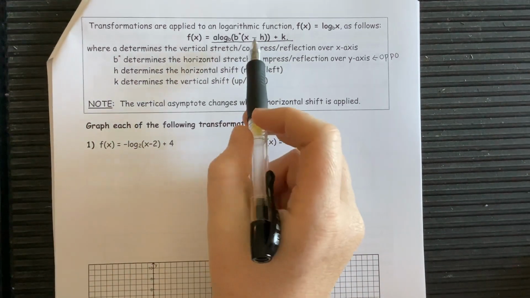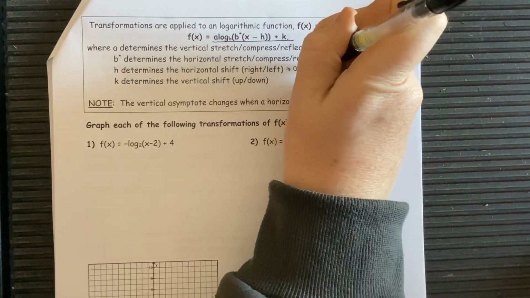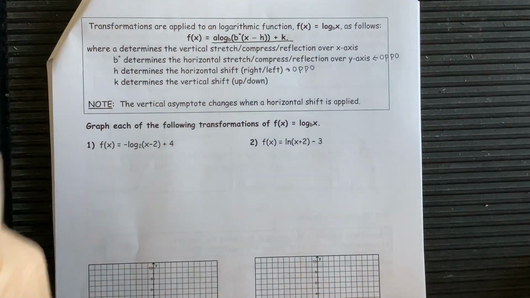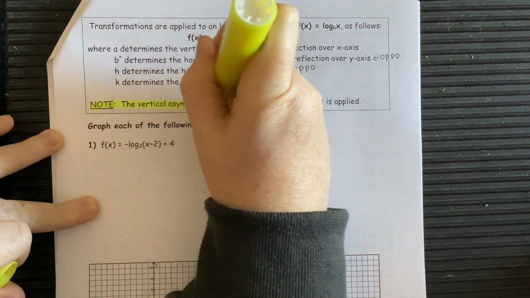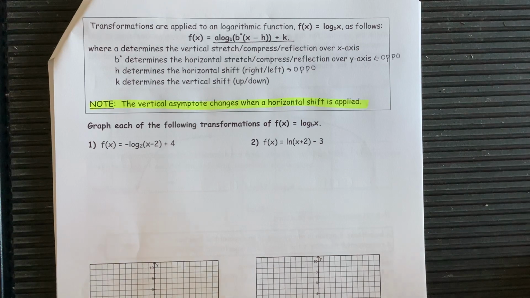H, again, inside here, we're always thinking opposite. So anything that happens with x values. And then K at the end, we're going up and down. All right, this note is really important. In the last unit, anytime we moved up and down, that moved your asymptote. And this unit, anytime we go right and left, that's going to change our vertical asymptote and tell us where that new one is. So I'm going to do 1 in the video.